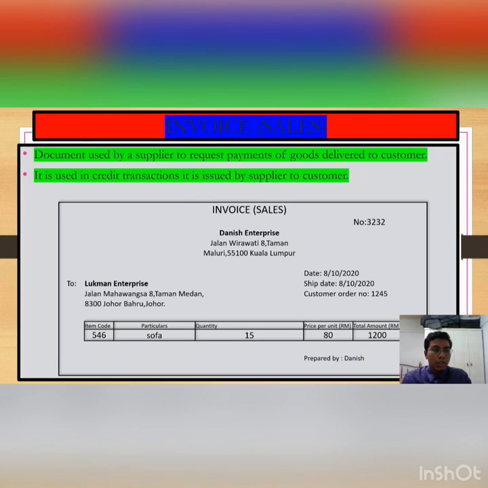It contains the date, the description of the amount to be paid by the customer, which is 1,200, and it has the name of the person in charge, which is Danish. It also has the number of the invoice and the customer and the supplier name.